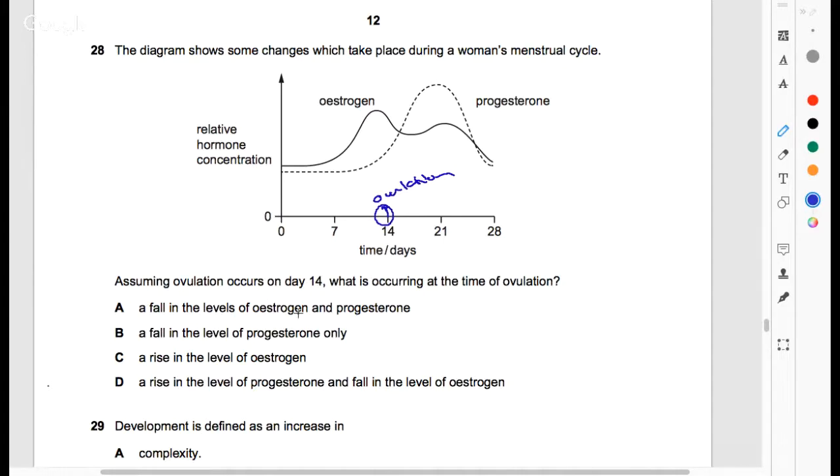what is occurring at the time of ovulation? So a fall in the levels of estrogen and progesterone. If you look here, estrogen is falling, but progesterone is rising, so it's not A. A fall in the level of progesterone only. So actually progesterone is rising during this time, so it's not that. A rise in the level of estrogen, so estrogen is falling, so no, not that. A rise in the level of progesterone and a fall in the level of estrogen. So progesterone is rising, estrogen is falling during this time, so D is the correct answer.